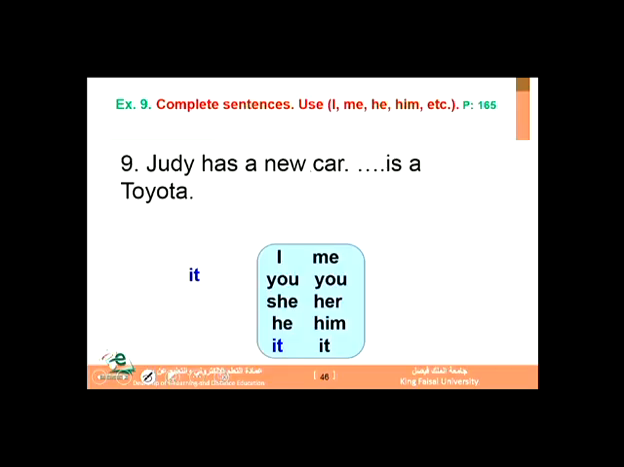Judy has a new car. Is a Toyota. What is Toyota? It is a Toyota. So it refers back to the new car. Judy has a new car. The new car is a Toyota. It is a Toyota. So this it refers back to the new car. It has the same meaning of the new car.